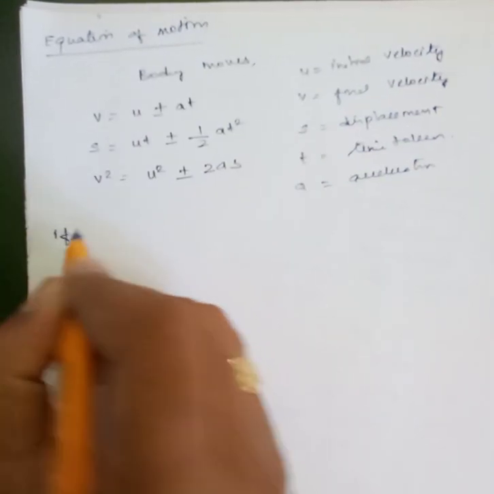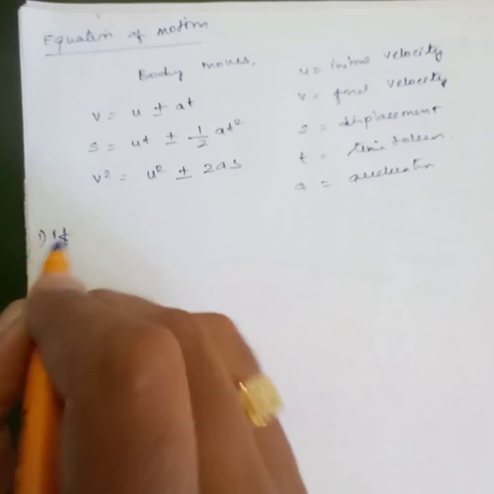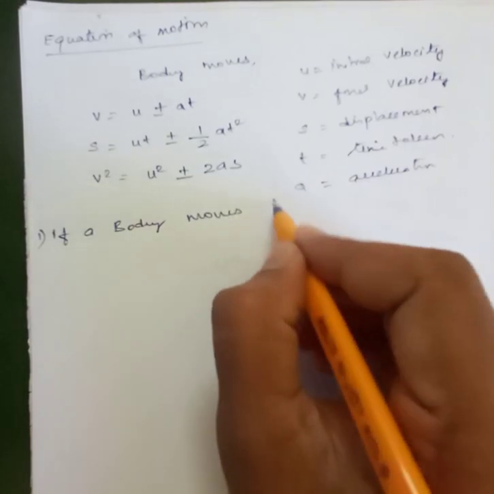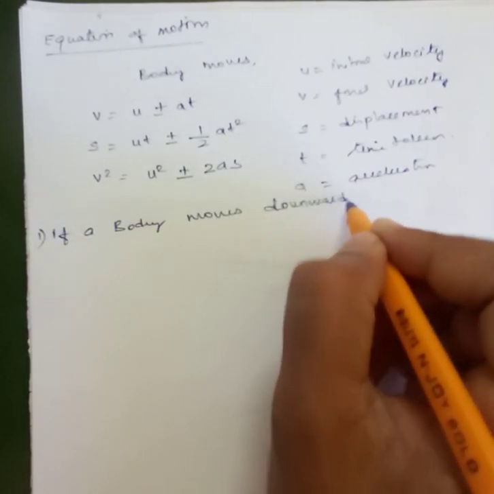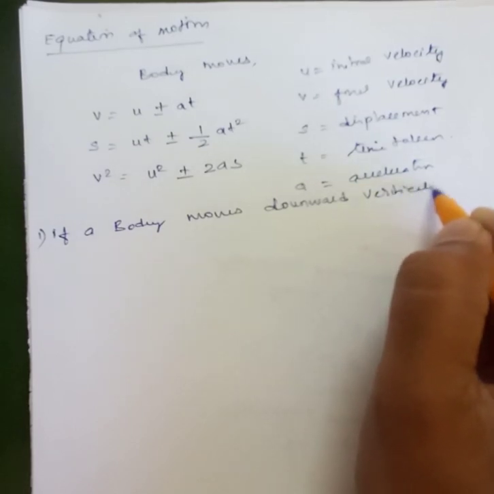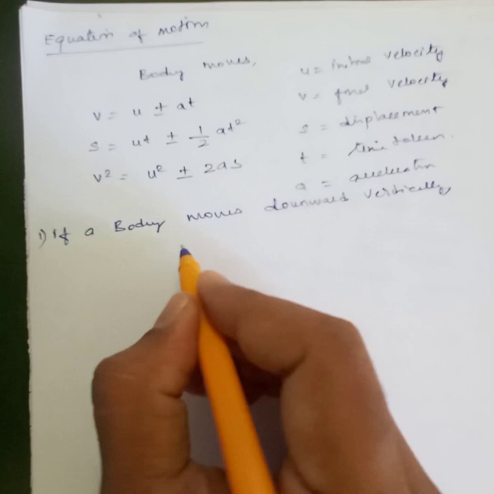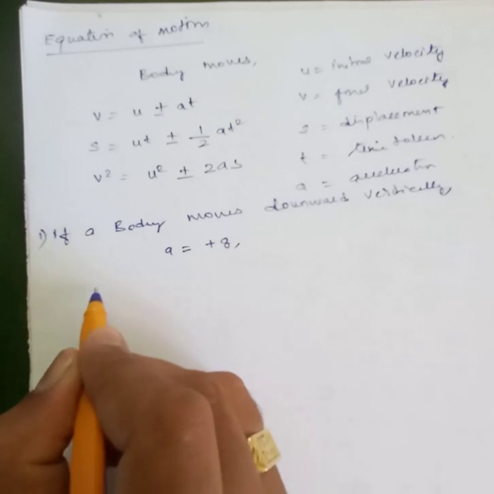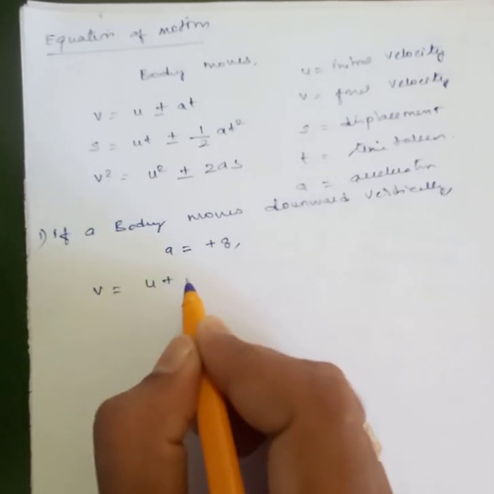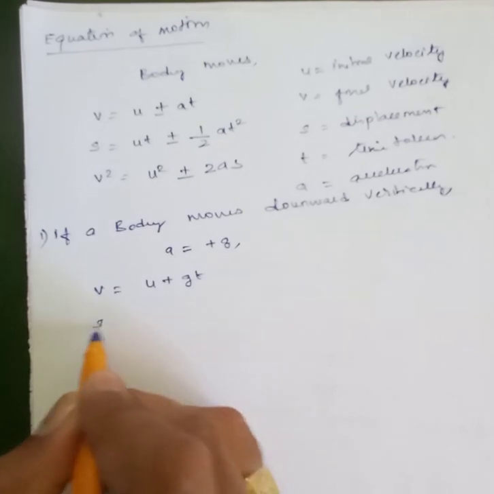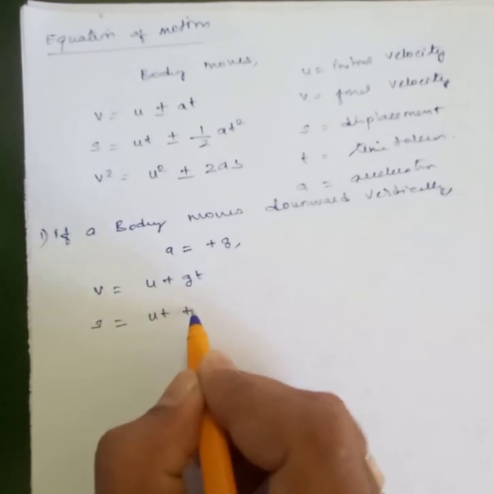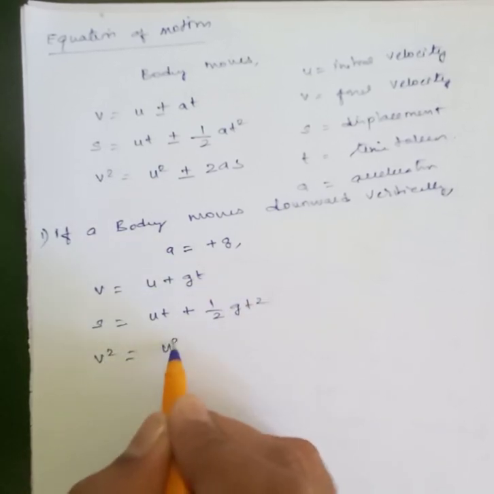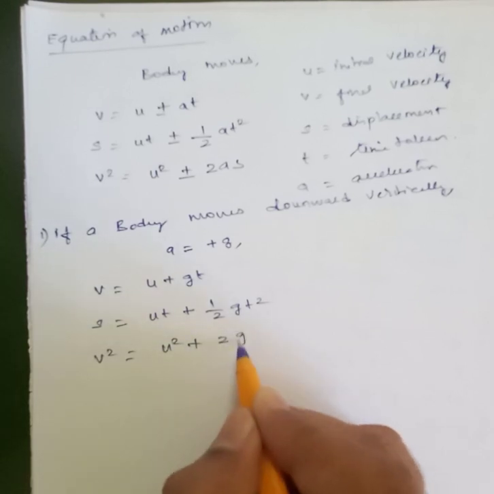Hence, there are two conditions that arise. If a body moves downward vertically, then a is equal to plus g. The equations of motion become v is equal to u plus gt, and s is equal to ut plus 1 by 2 gt square, and v square is equal to u square plus 2gs.